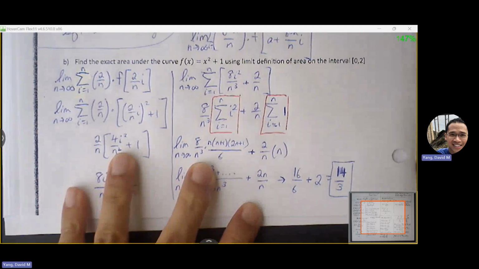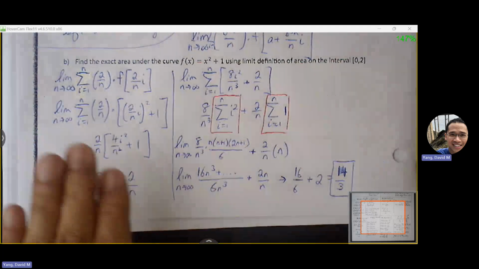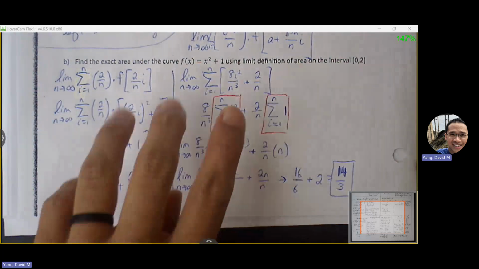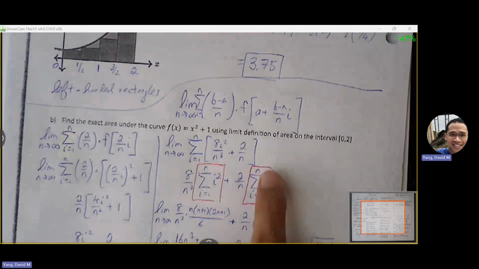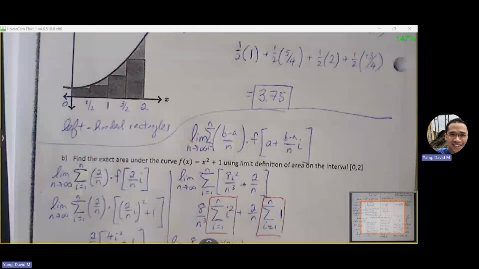So we're able to essentially add an infinite number of rectangles to find the exact area under the curve, which is obviously a lot more accurate than just using 4 rectangles.